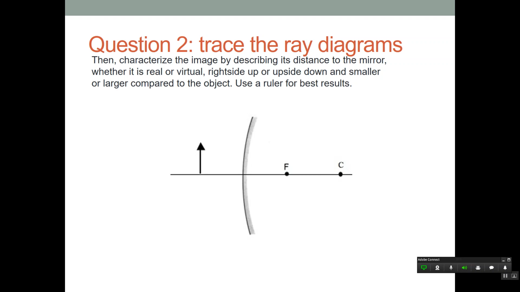I'll start with the easiest one here. It's towards the center, and then reflected at the same angle.